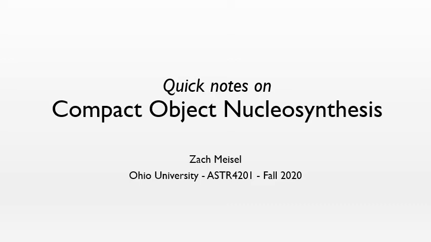Here are some quick notes on compact object nucleosynthesis to accompany Chapter 7 of To Build a Star. The purpose of these quick notes is just to round out our discussion of nucleosynthesis. After this, we've covered pretty much most of the bases of how elements are formed in the universe, except for maybe the Big Bang and some specialty processes like spallation and whatnot. But most of the major processes we've covered once we're done with these quick notes.